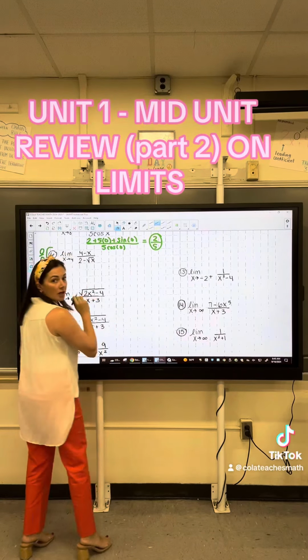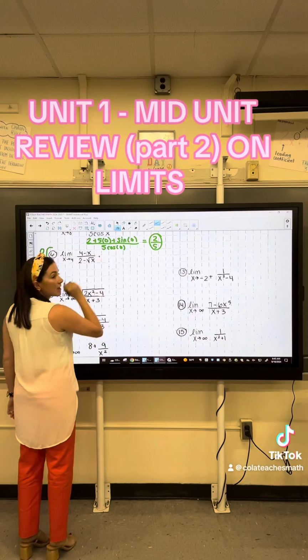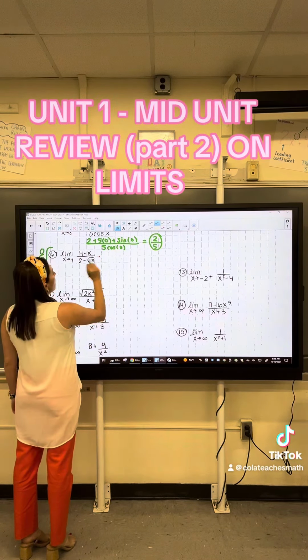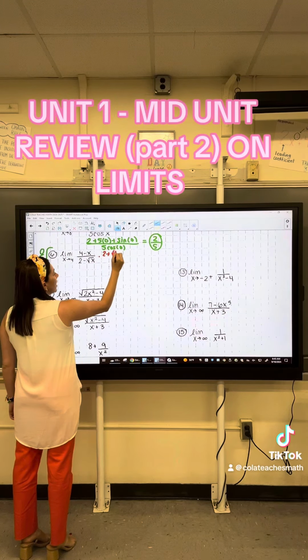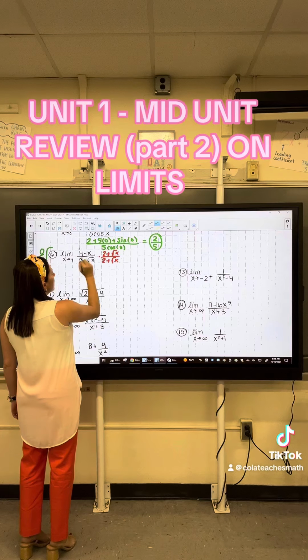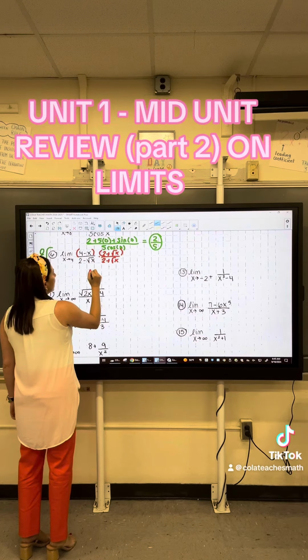So I'll do it in a different color so it stands out. So watch me do this conjugate. Okay, and I do have a video on the conjugate method somewhere. So we're going to take the bottom, change the sign in between. That's how we do the conjugate. So the top two, we're just going to place next to each other.